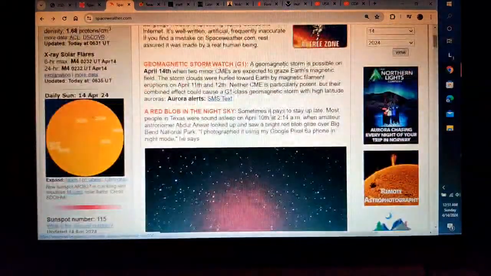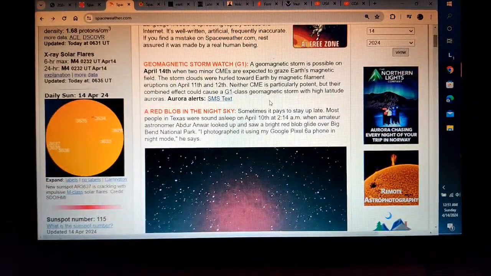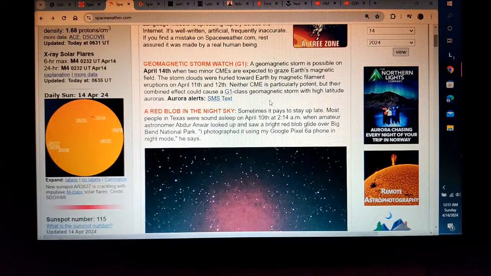All righty. Geomagnetic Storm Watch, G1. A geomagnetic storm watch is possible on the 14th, with two minor CMEs expected to graze Earth's magnetic field. The storm clouds were hurled towards Earth by magnetic filament eruptions on the 11th and 12th. Neither CME is particularly potent, but their combined effect could cause a G1 geomagnetic storm with high latitude auroras.